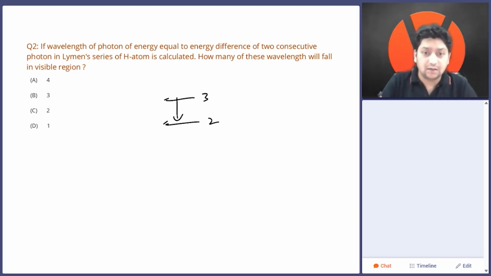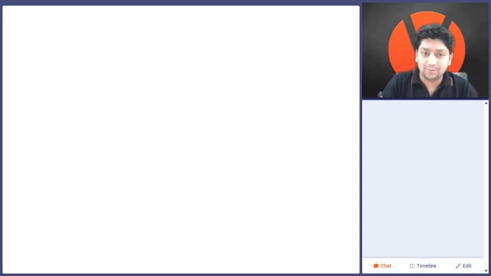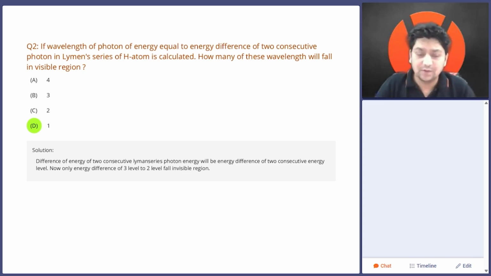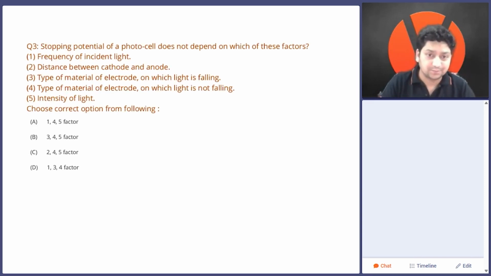So we can say only one transition can happen, that is from third to second. So yes, D option is the correct answer. Let's move to the next one.